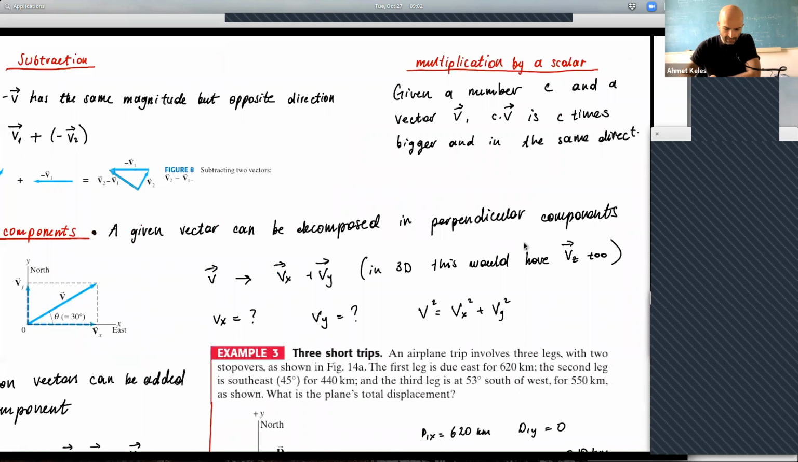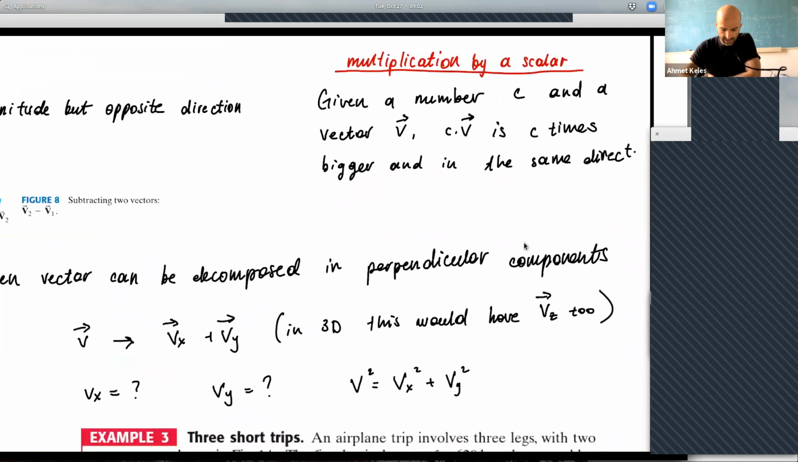One more thing, how do you multiply vectors with a scalar? Suppose you have a number C, and if you multiply V with C, the result is a vector which has the same orientation, same direction, but its magnitude is C times larger. That's the definition.